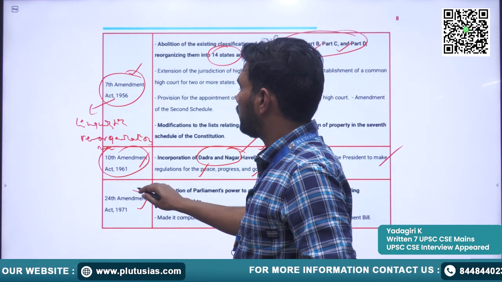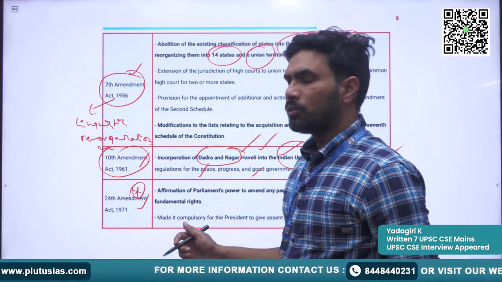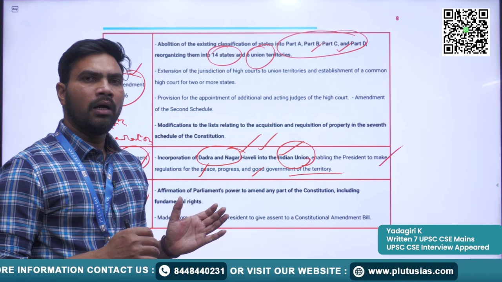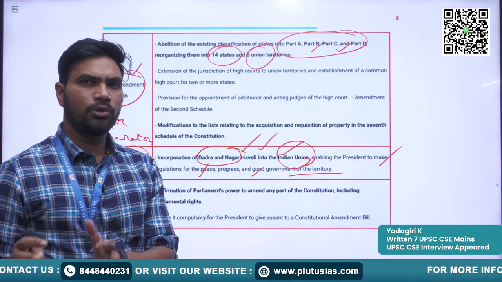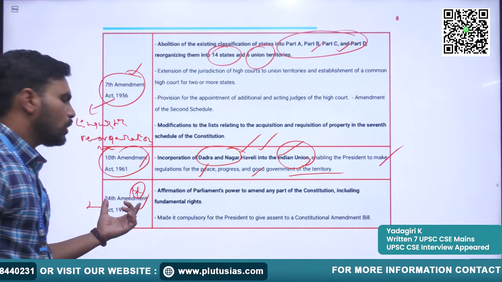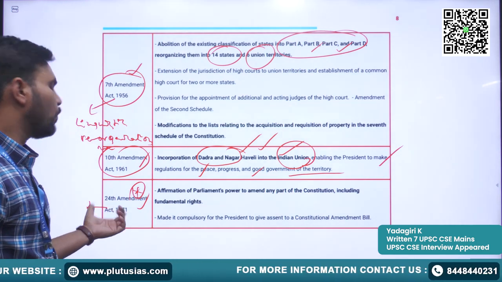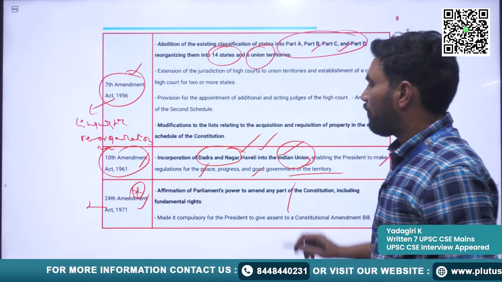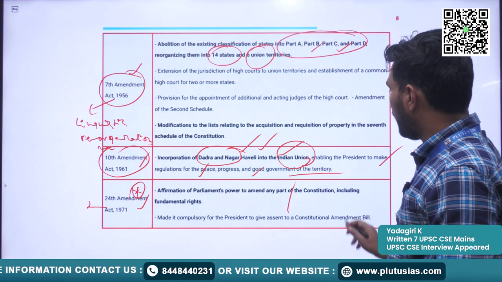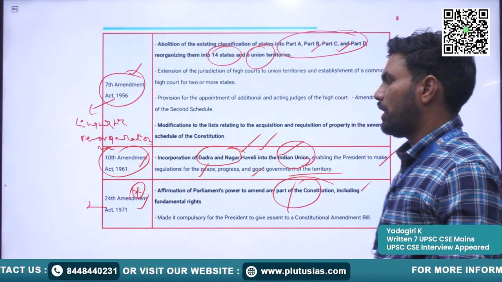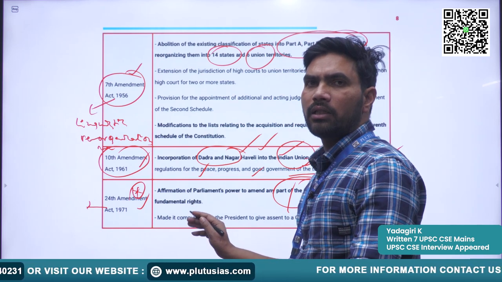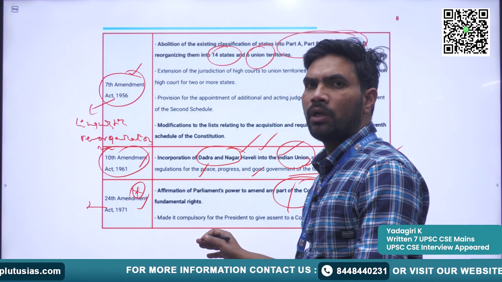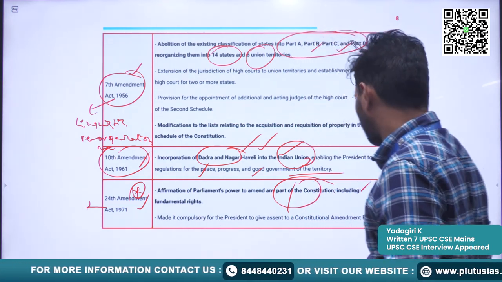Next, 24th amendment. This is also a very, very important amendment. These amendments are an important chapter when the tussle was going on between the executive and the parliament on one side and the judiciary on the other side. In that period, the 24th and the 25th amendment acts were made. Basically, affirmation of parliament's power to amend any part of the constitution, including the fundamental rights. So through the 24th amendment act, the government or the parliament said that it has the power to amend any part of the constitution, including the fundamental rights.